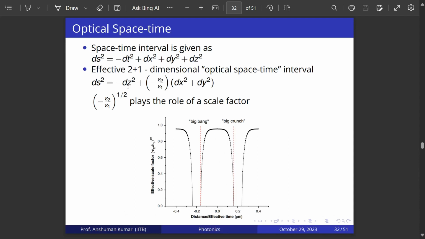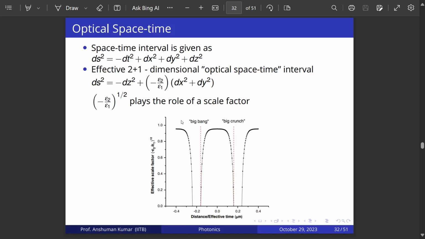So now we introduce the optical space-time interval. We know that in special relativity the space-time interval is given by this, and we give the optical space-time interval in the same terms, where z is the effective time, and we have a scale factor here. In the usual space-time interval the scale factor is just 1, and now we have a scale factor of minus epsilon 2 by epsilon 1 raised to the power half. This scale factor is not constant, as epsilon z is a function of z, so it will change with z. We can see it looks something like this.